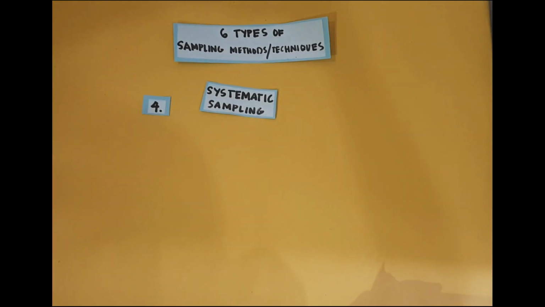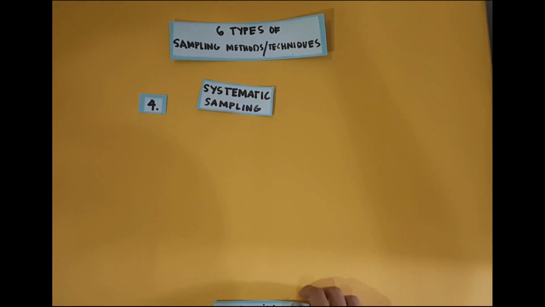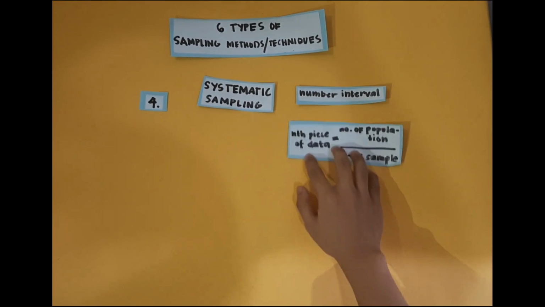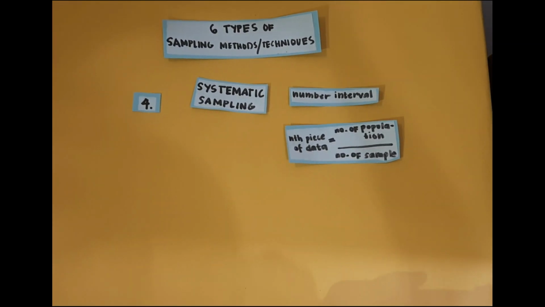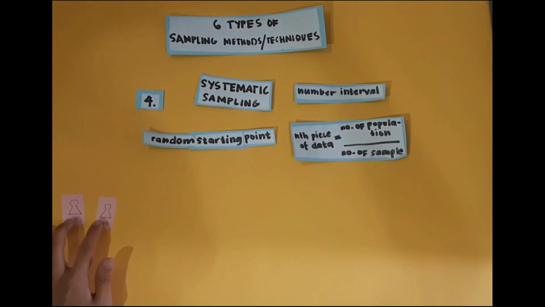The fourth method is the systematic sampling method. This is one of the simplest methods where sample members from a large population are selected by number of interval. You will have the interval by dividing the number of population by the number of sample, but you can only choose the starting point randomly.